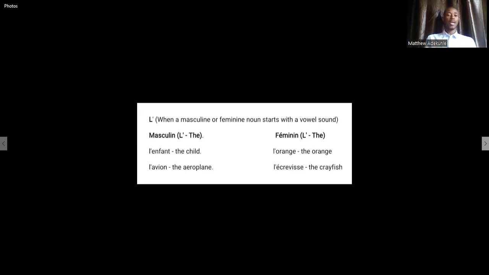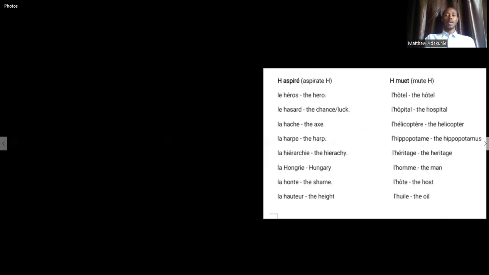Then another one there, l'avion, the aeroplane, and this is applicable to nouns that are feminine as well, that start with a vowel sound. For example, the orange in French, orange is feminine. So when you want to say the orange, you say l'orange. So you cannot say la orange if you follow the rule, okay? So the a will go away, and then we put an apostrophe. It becomes l'orange, okay? We have the crayfish there, l'écrevisse.